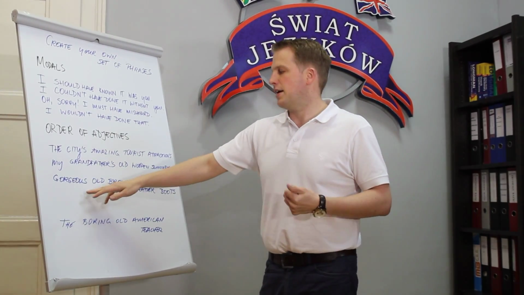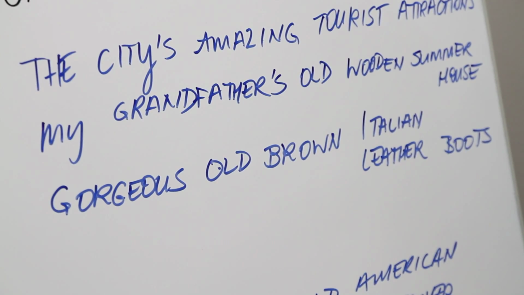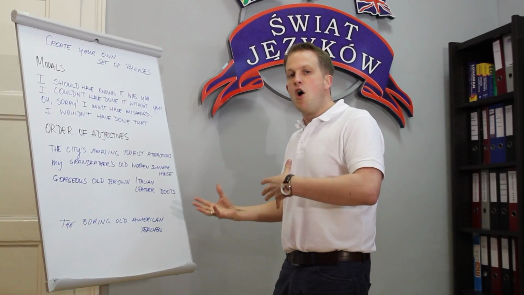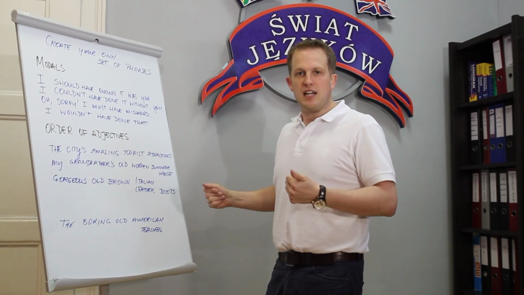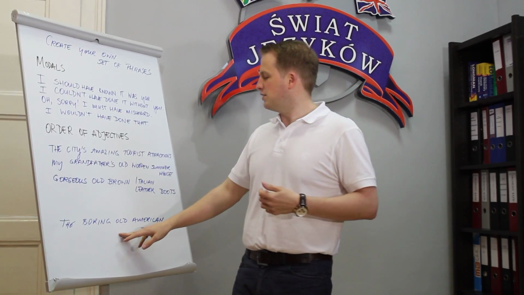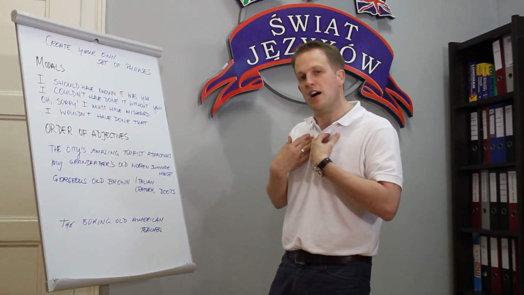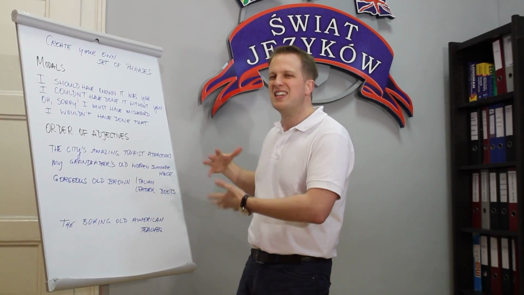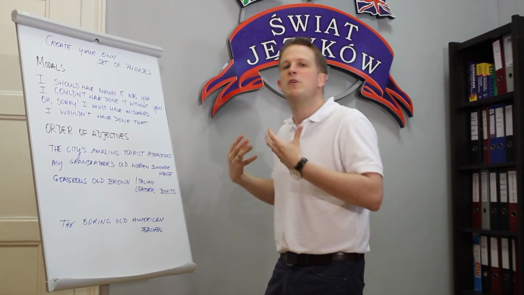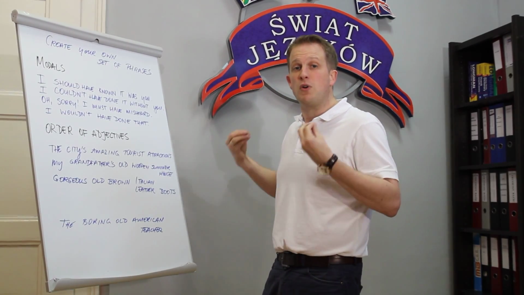Another one is "my gorgeous old brown Italian leather boots." Now that's probably for women, but it's something that you may see in a magazine or something that you may hear on television when talking about fashion. And of course my favorite is "the boring old American teacher," or American English teacher like myself. All of these constructions are things that you could use in real life. They should be something that you can use in your own life.